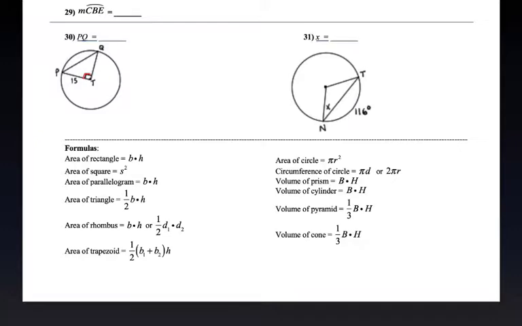And finally, we've got an isosceles right triangle, 15 and 15. It's a 45, 45, 90 right triangle. So 15 square root 2 is what PQ is equal to.